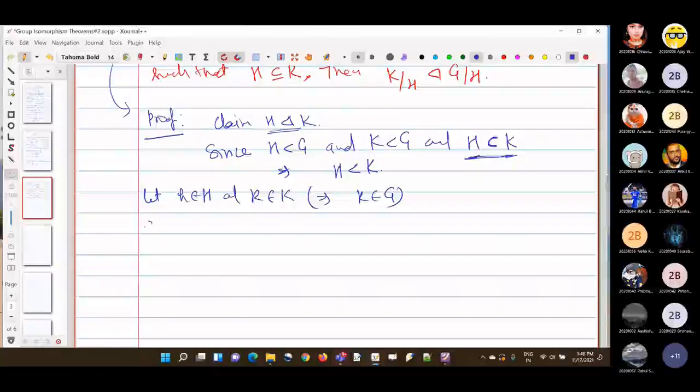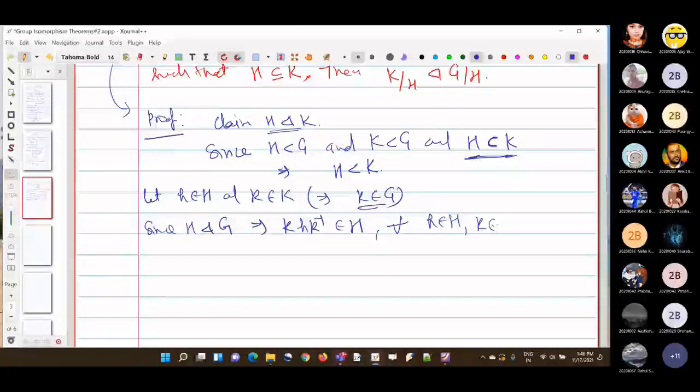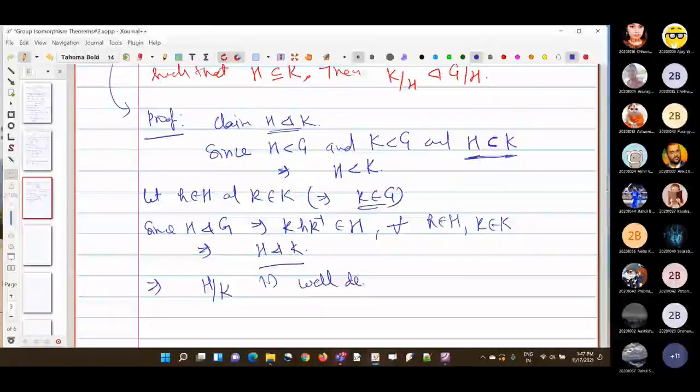Okay. So since H is normal in G, this implies that k inverse h k belongs to H by the definition of normal subgroup, where k is treated as an element from G, because k is a member of K and K is a subgroup of G. So k is also a member of G. And this holds for all h belonging to capital H, k belonging to capital K. So this implies that H is normal in K. So this implies that H by K, this quotient group, is well defined.